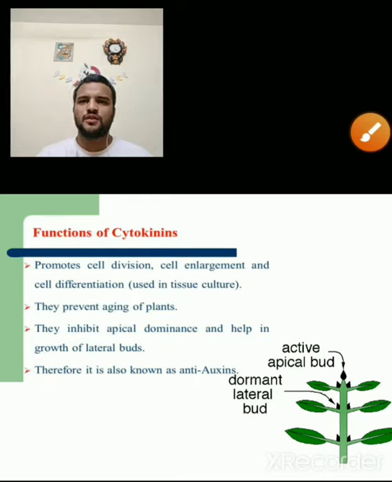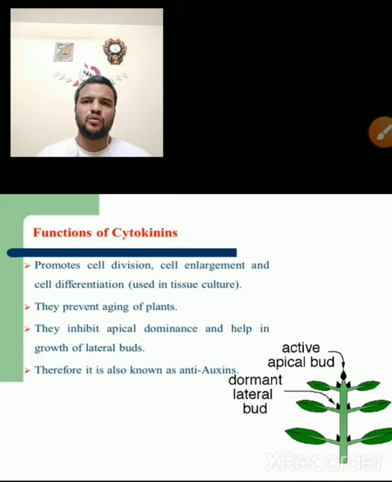Hello students. In the last video we discussed up to gibberellins. Now we will move to the next phytohormone, or plant hormone, that is cytokinins. So now we will look into the functions of cytokinins. Cytokinin promotes cell division, cell enlargement and cell differentiation, and it is used in tissue cultures.